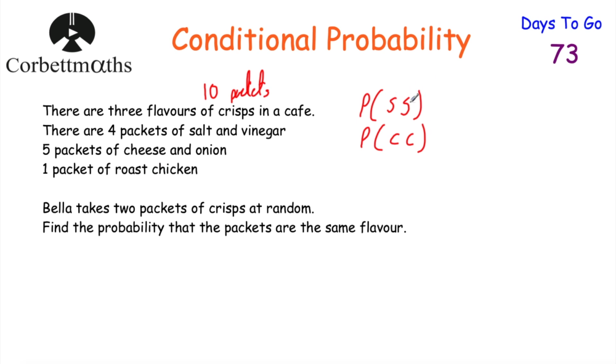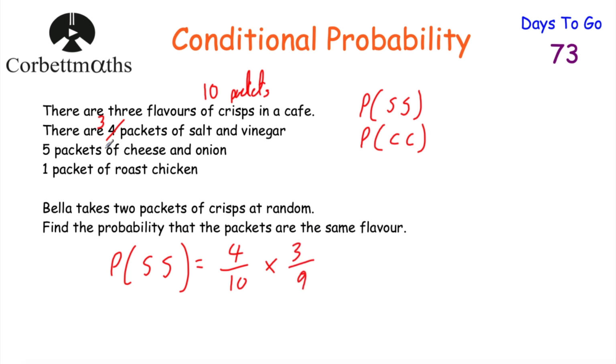Okay, so let's find the probability of salt and vinegar to begin with. So let's start off with salt and vinegar and salt and vinegar. So the first packet of crisps being salt and vinegar, well, there's 10 packets altogether, there's 4 that are salt and vinegar, so the probability of that first packet of crisps being salt and vinegar will be 4 out of 10, or 4/10. And then we're going to multiply that by the probability of the second one being salt and vinegar. Well, now if 1 packet of salt and vinegar has been taken, if Bella takes 1 packet of salt and vinegar, there'd now only be 3 packets of salt and vinegar left, and there would be 3 packets of salt and vinegar, 5 packets of cheese and onion, and 1 packet of roast chicken. And we want to find the probability of the second one being salt and vinegar. Well, that would be 3 out of 9, so that'd be 3/9.